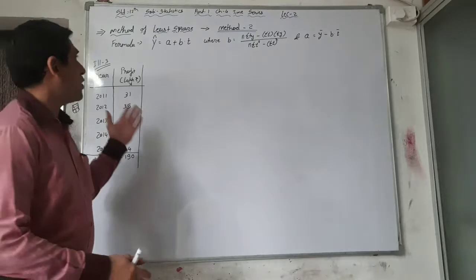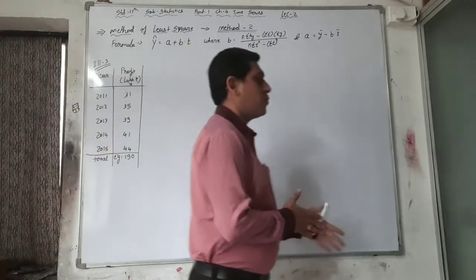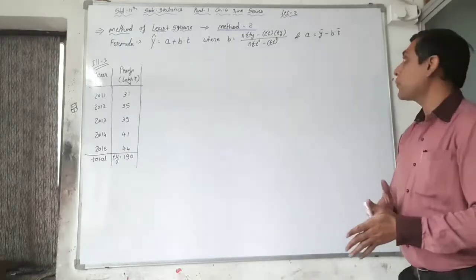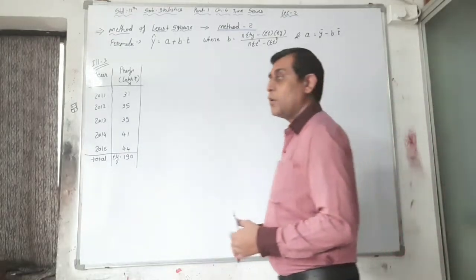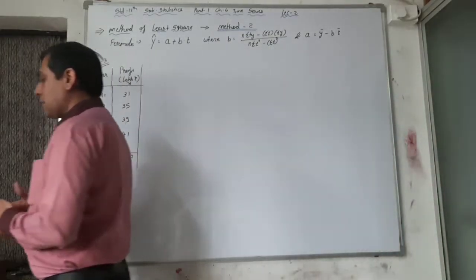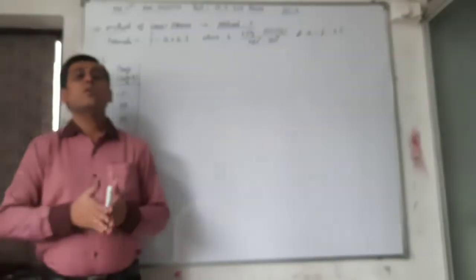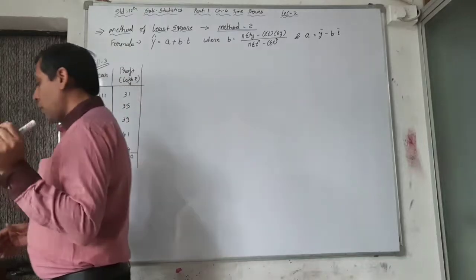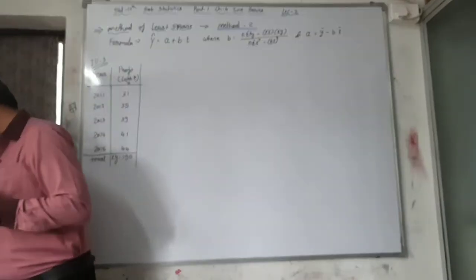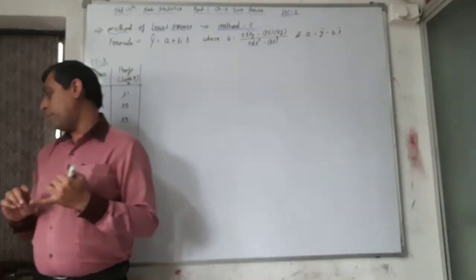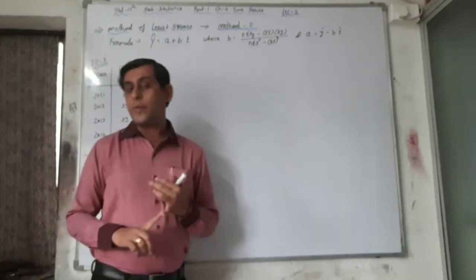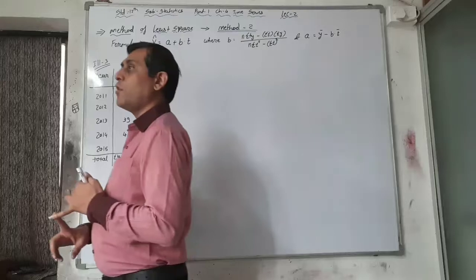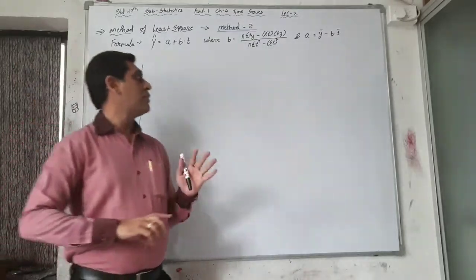This is standard 12 Statistics Part 1, Chapter 4, Linear Time Series, and this is our lecture number 2. In our last lecture we discussed the theory portion, that is sections A, B, C up to page number 162. Methods, first method of determining trend. First method is the graphical method, and we will see its merits and limitations.